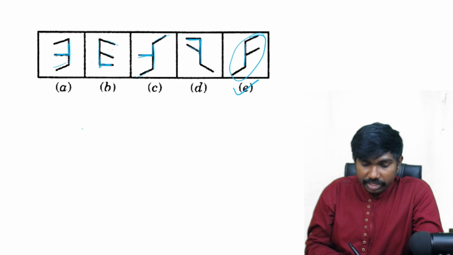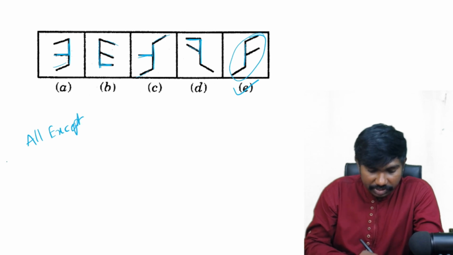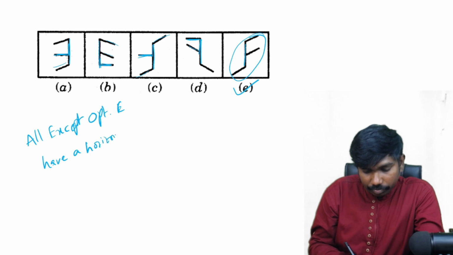We should not say it in a negative way; we should say it in a positive way only, using the phrase: all except option E have a horizontal line.